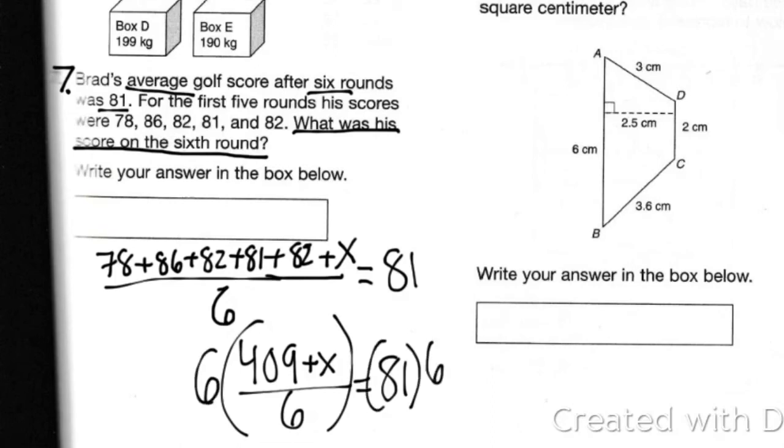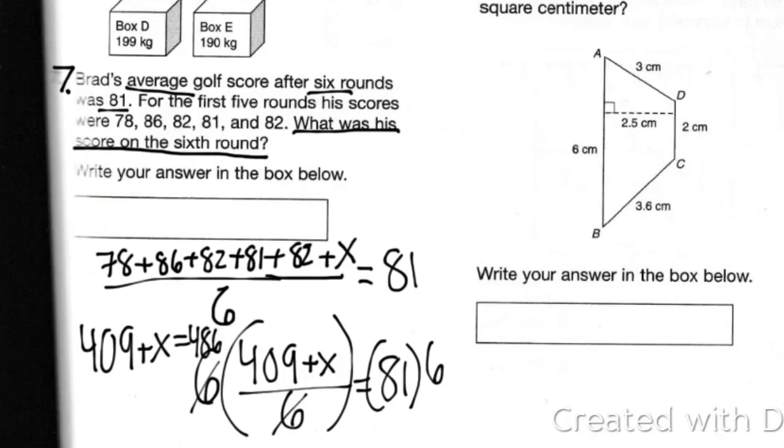You already see 81 times 6, and you get a little scared. Yes, I feel the same thing. But I can cancel my 6s on the side with the x now. So this leaves me with 409 plus x equals 81 times 6. I'm typing it in on the computer. Okay, 486 is that answer. 486.